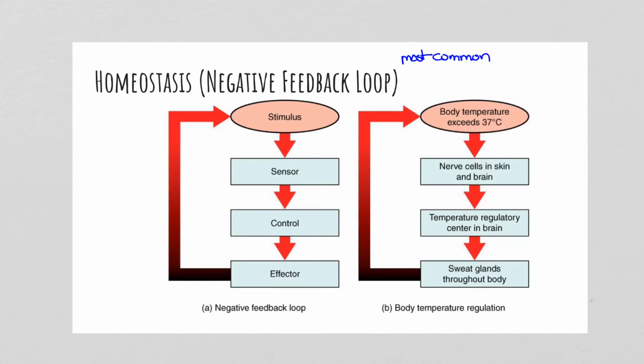So one classic example that we usually see a lot of is body temperature. When your body temperature gets too hot, higher than 37 degrees, the nerve cells in your skin and your brain sense that, so it picks up that information. It goes to the temperature regulatory sensor in the brain that says, hey, you know what, it's too hot, we need to lower it. So it activates the effector, the sweat glands in the body, and that's going to eventually turn off that heat, so it gets your temperature back down to 37.